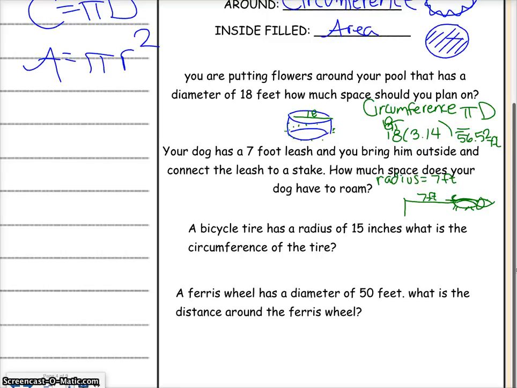And then I want to know how much space does my dog have to roam. That means, can my dog only go around the circle? No, my dog can go all the way inside the circle. I'm looking for how much area does my dog have. So pi r squared, 7 squared pi, 49 pi, 49 times 3.14 is 153.86 square feet my dog has to roam.